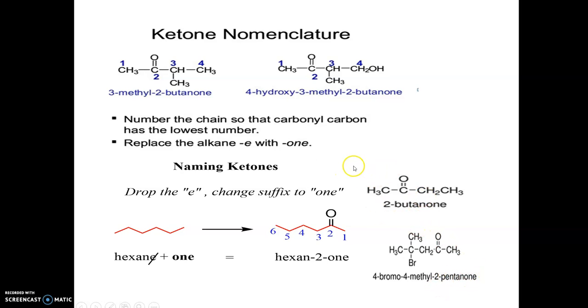The other examples are 4-bromo-4-methyl-2-butanone. This is all about the nomenclature of aldehydes and ketones.